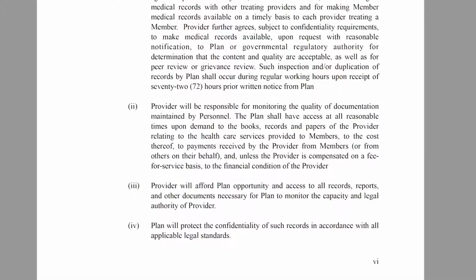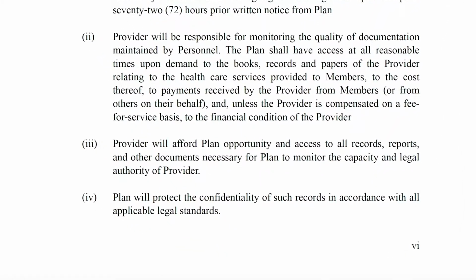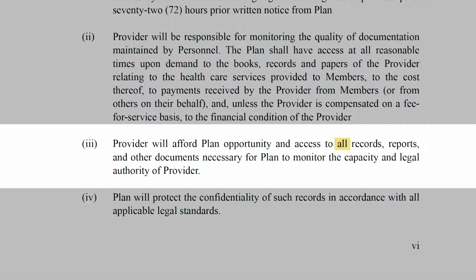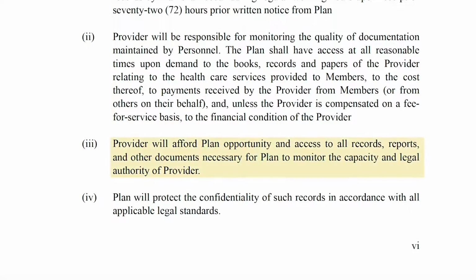Still on page 6 of this contract, there's this clause that says the provider will afford plan opportunity to access all records and reports and other documents necessary for the plan to monitor the capacity and the legal authority of the payer. This would be a great section that I would highlight, and I would go to the health plan representative and ask them why. What is their intent with this section? Doesn't mean I don't agree to it. I just want to know what they mean by that. I don't like the word all. You might want to ask them to give you a specific list of things that they can see.